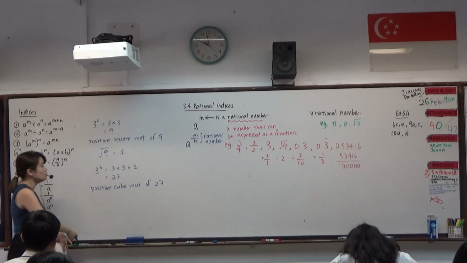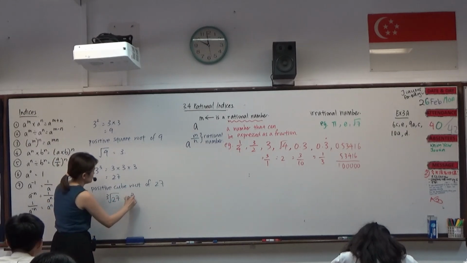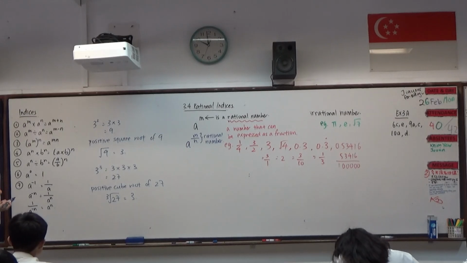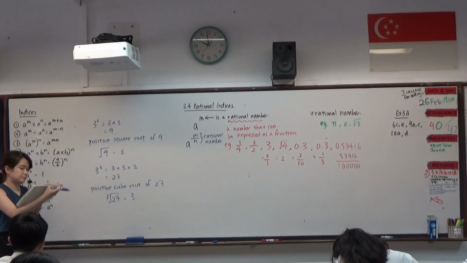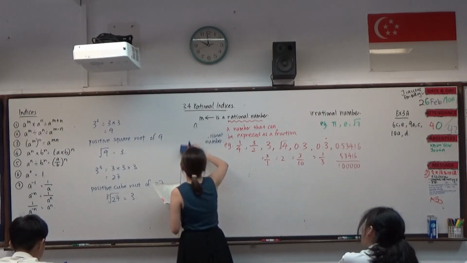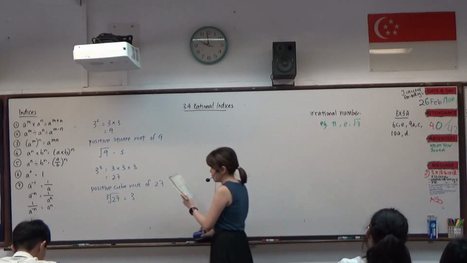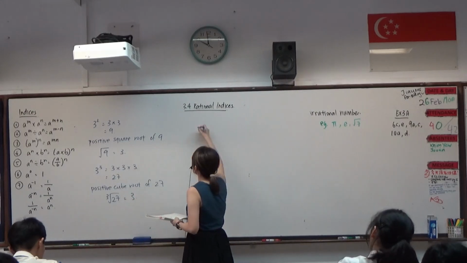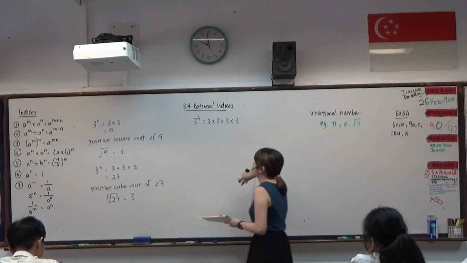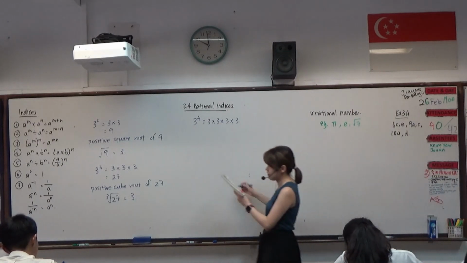And when we say positive cube root of 27, I will write it this way, for which I get cube root of 27 to be equals to 3. Okay, I'll erase this part now. And then, by extension of this idea, 3 to the power 4 is 3 times 3 times 3 times 3, which is actually going to give us 81.